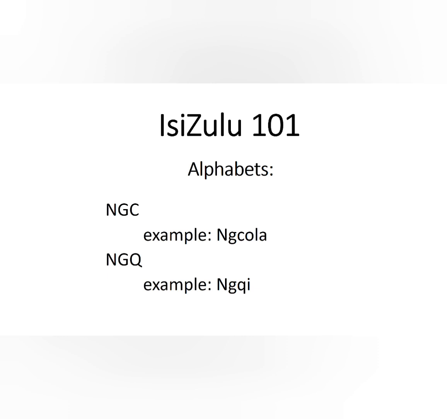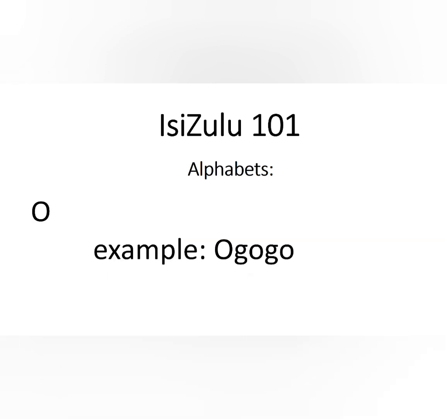When N is combined with other letters, it becomes tricky. Example, NGC is ngc, ngcola, get dirty. NGQ is ngq, ngqi, full stop, which means full stop. Letter O is next, and one thing you should notice about letter O, if it's at the beginning of a word, it means it's plural, like the example I gave, ogogo, grandmothers.